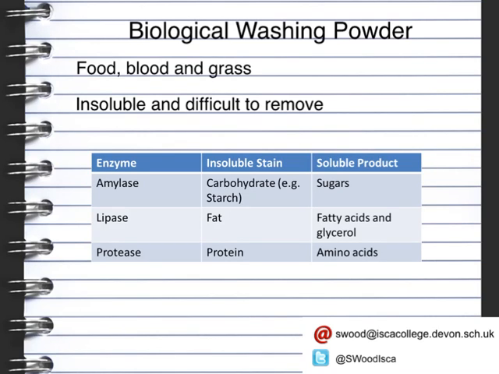There are three types of enzyme that are found in biological washing powders. These include amylase, lipase and protease. Now, amylase is used to break down carbohydrates, which includes starch and cellulose that is found in grass, and it will make the soluble products of sugars such as glucose. Lipase, as in lipids, will break down fats, and that will turn those into fatty acids and glycerol. And then protease will break down proteins into their constituents of amino acids.